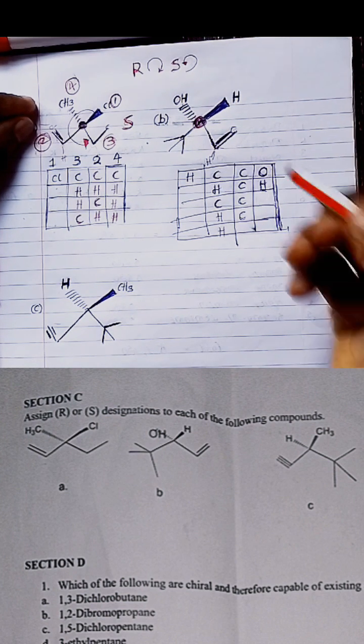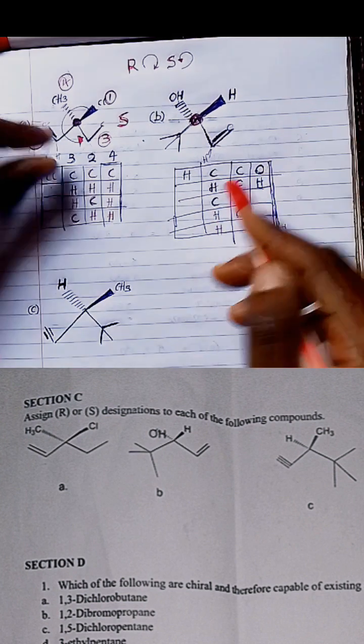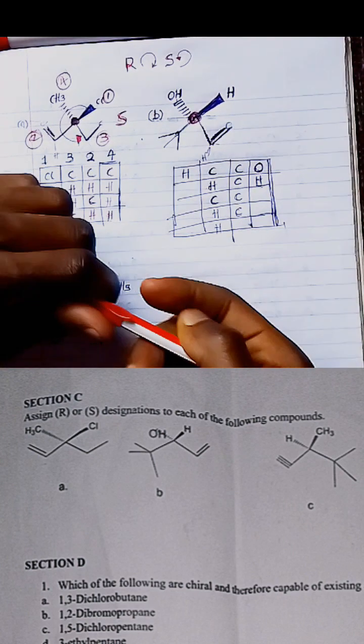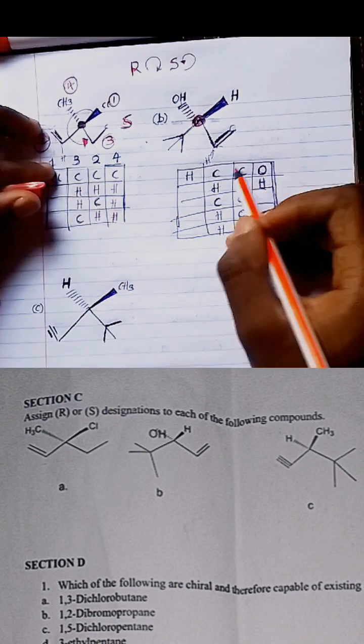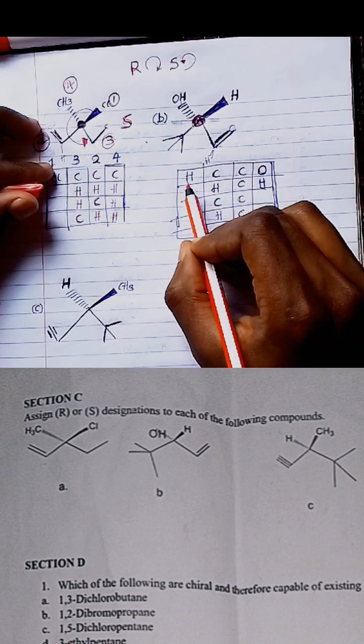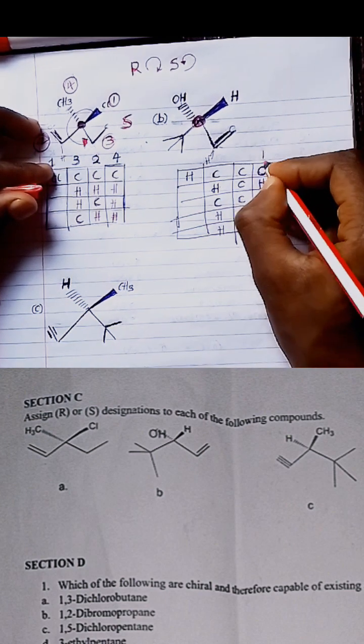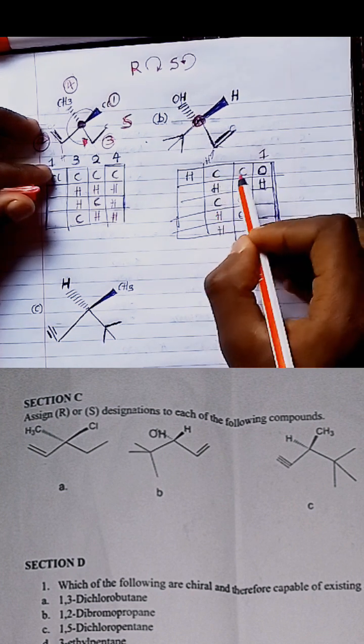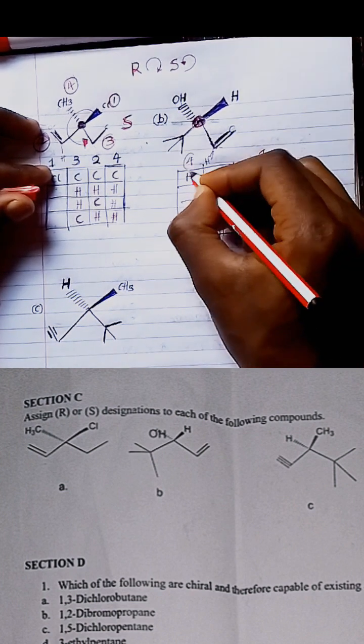Once you do that, you can then assign your priorities. So you look at the first line. When you look at the first line, which is the heaviest in terms of molecular mass? Carbon is 12, this is 1, this is 16. So this gets priority number 1. And then this one will get priority number 4.